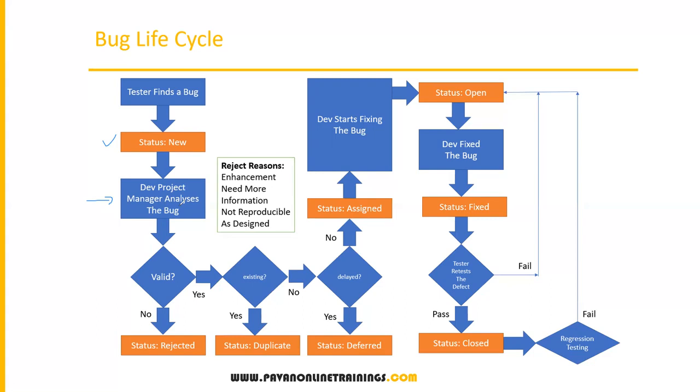So there are different ways we can send a bug, guys. Sometimes it goes directly from tester to developer. Sometimes it goes from tester to test manager, and test manager to development manager, and then the development manager will assign the bug to the particular developer. Okay, so sometimes the communication will be like this. It depends on the company how the process is designed. Here I'm considering the manager also, so the dev project manager analyzes the bug.